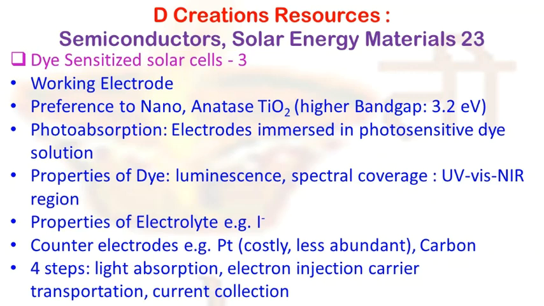DSSC3, dye-sensitized solar cells. We have been talking about DSSCs, and the working electrodes in DSSCs are prepared by depositing a thin layer of oxide semiconducting materials like TiO2, Nb2O5, ZnO, SnO2, etc. on a transparent conducting glass plate which is made of FTO or ITO. Now, these are basically wide energy band gap oxides, so the band gap is around 3 to 3.2 eV.